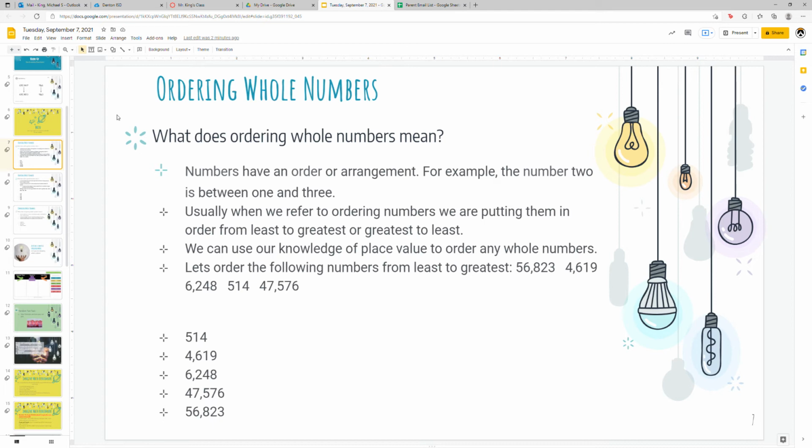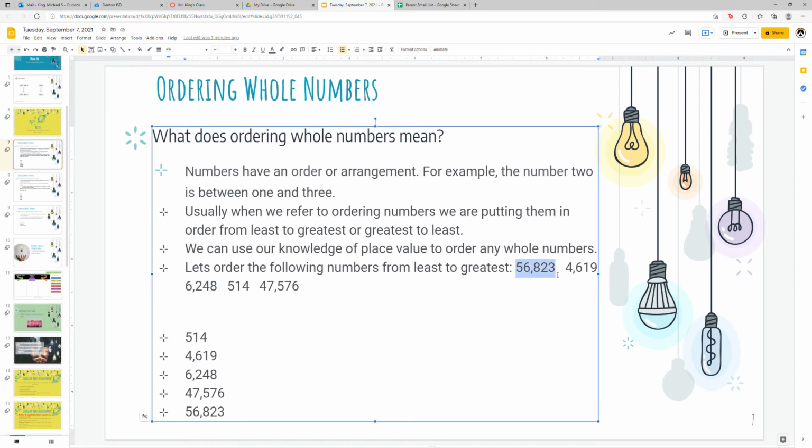Let's order the following numbers from least to greatest. So here's my list of numbers. I've got 56,823, 4,619, 6,248, 514, and 47,576. So I've already got them in order below, again from least to greatest, which means smallest to biggest.